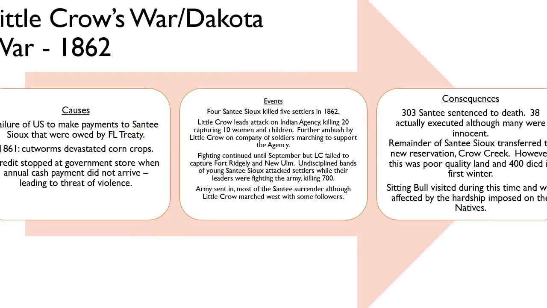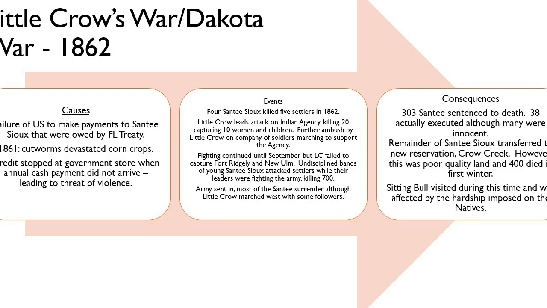So with Little Crow's War, otherwise known as the Dakota War of 1862, this starts because the US government failed to keep up its payments to the Dakota Sioux, the Eastern Dakota tribe, the Santee Sioux as they're otherwise known, that they were owed by the Fort Laramie Treaty. And these Sioux are based up in Minnesota, so this is right up in the north of the United States, on the eastern edge of the plains.